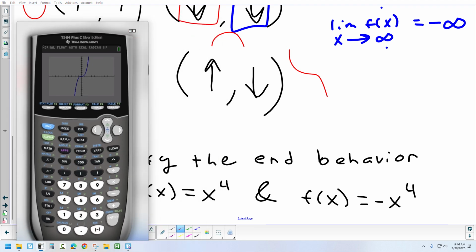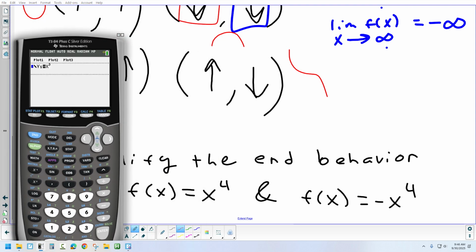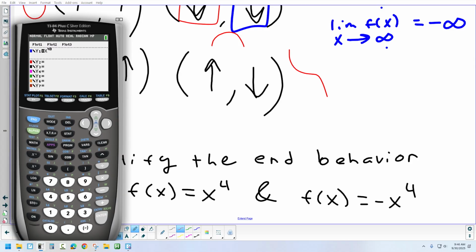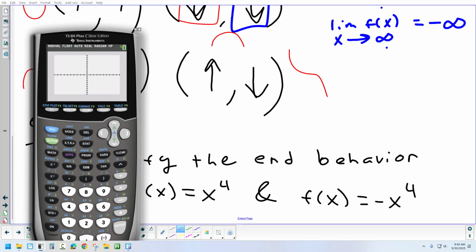Right, so let's type in x to the 4th and see if we can get the end behavior. Eventually, you want to be able to look at a pattern and not have to graph it. But what's the end behavior of x to the 4th?